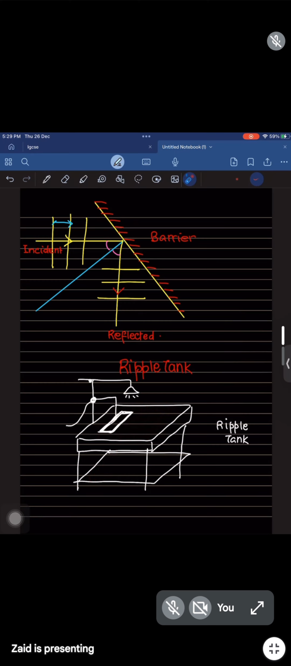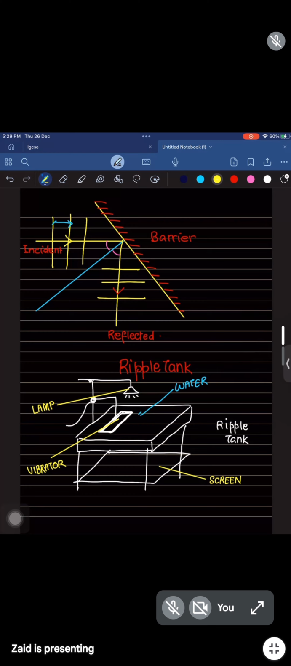Okay, so over here we have water, and this is the vibrator, this is the lamp. This is basically the vibrator, and we could call that a dipper. This is the screen. All right, connected to a motor.